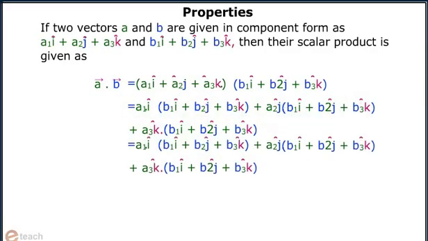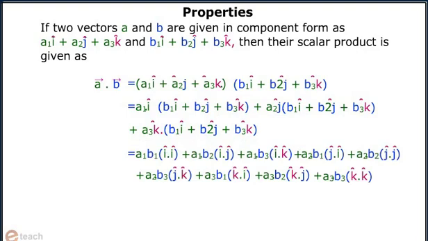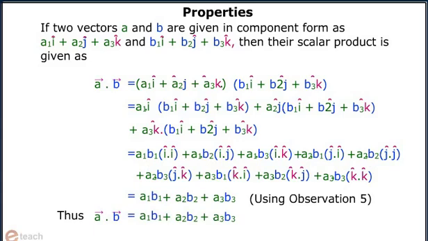gives a1 b1 into i cap dot i cap plus a1 b2 into i cap dot j cap plus a1 b3 into i cap dot k cap plus a2 b1 into j cap dot i cap plus a2 b2 into j cap dot j cap plus a2 b3 into j cap dot k cap plus a3 b1 into k cap dot i cap plus a3 b2 into k cap dot j cap plus a3 b3 into k cap dot k cap. Using the observation 5, we can see that a vector dot b vector equals a1 b1 plus a2 b2 plus a3 b3.